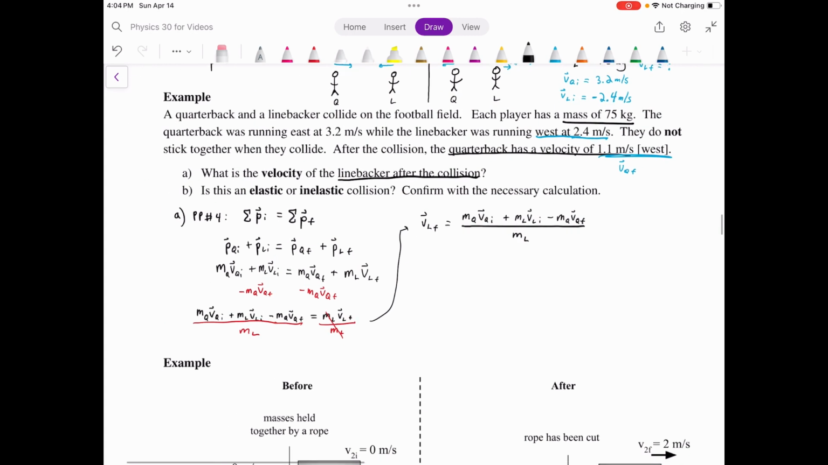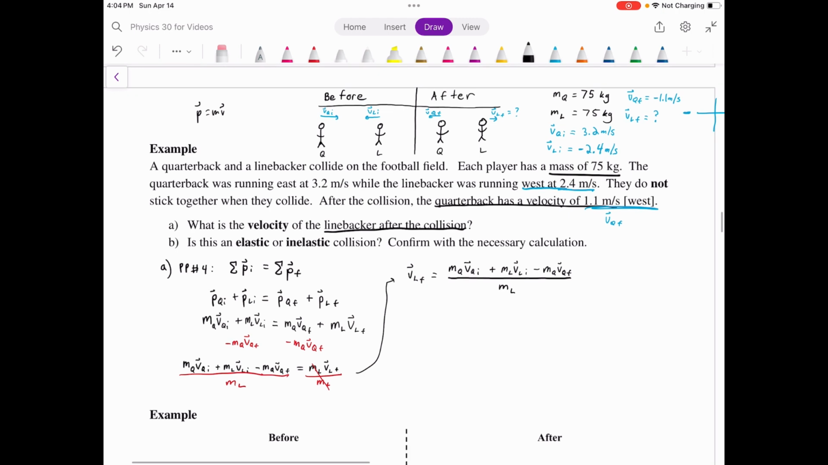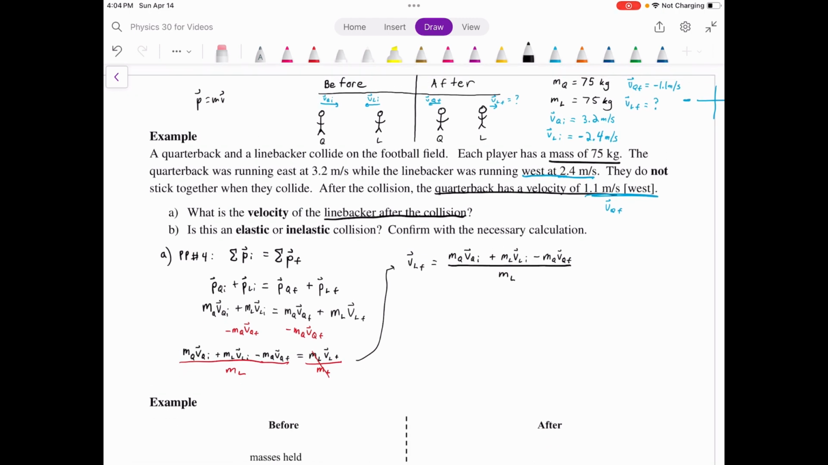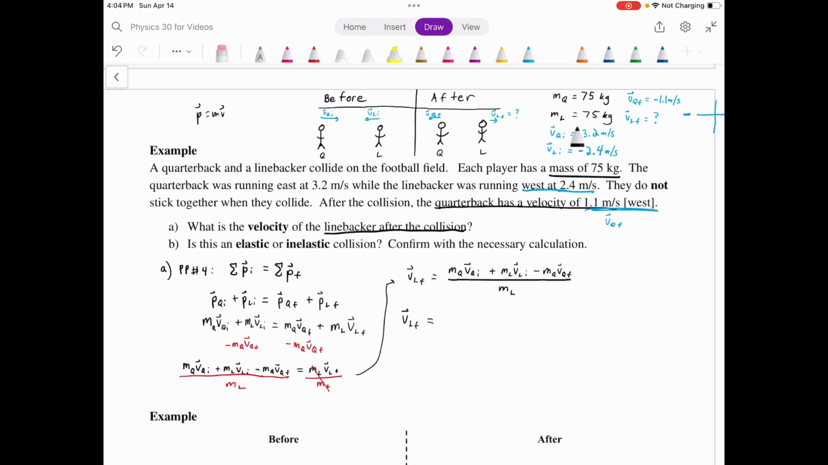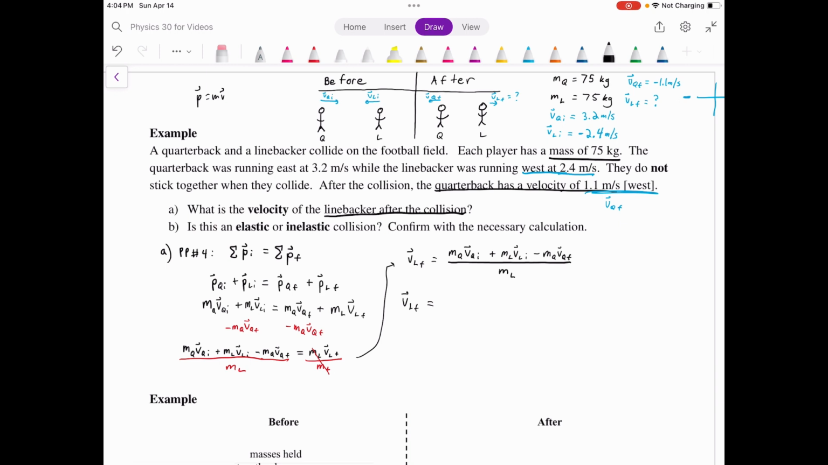Just be careful. Don't forget about your direction stuff, right? We called west negative. We called east positive. So plugging in our numbers now, okay? This is why it's always nice to make a list of your givens too, because now we've just got this nice, neat list. When we need a variable, we can go reference it rather than having to reread the question and perhaps miss stuff or make a mistake.